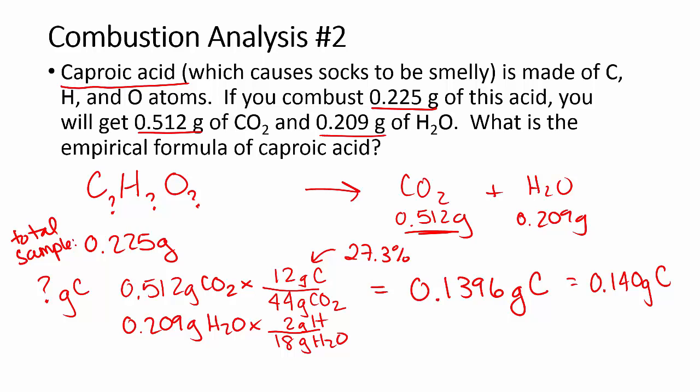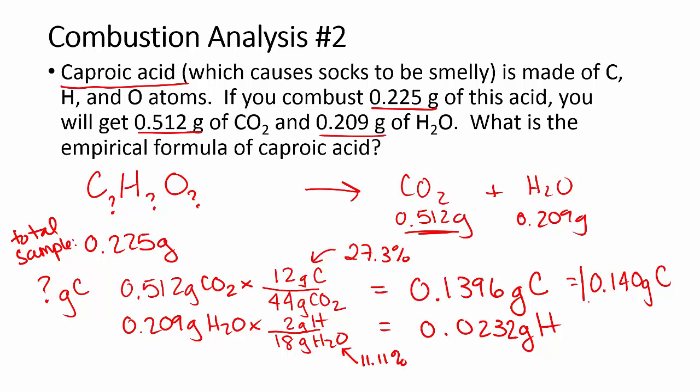So if you plug that in your calculator and get a percentage, what we're saying here is that water is 11% hydrogen by mass. So what's 11% of 0.209? You get 0.023 grams of hydrogen. So put 3 sig figs there.